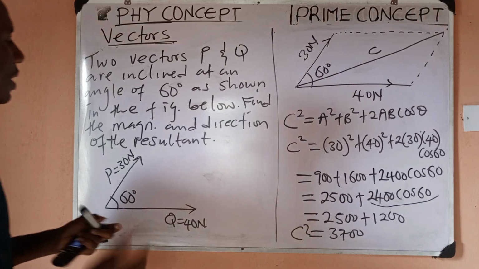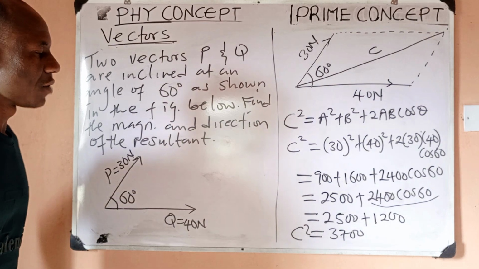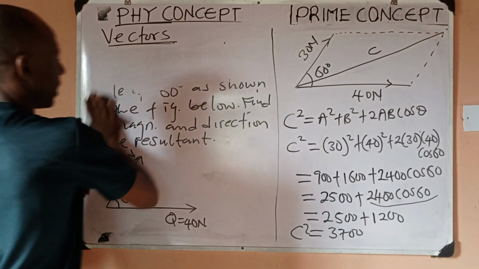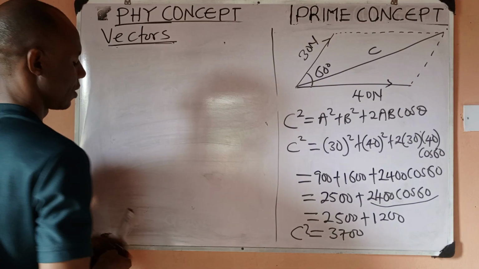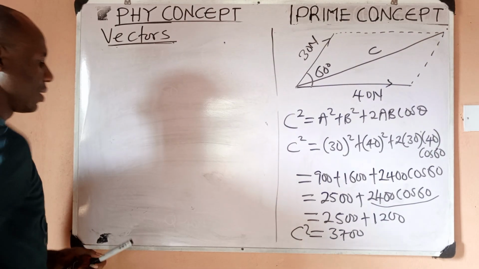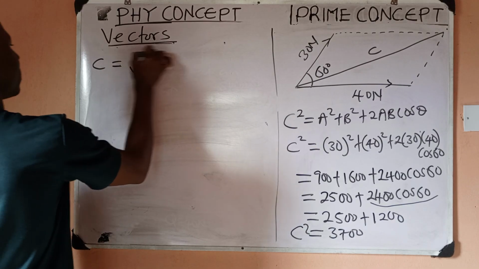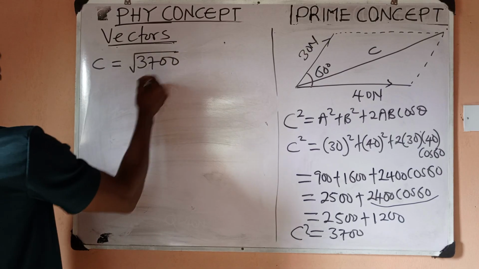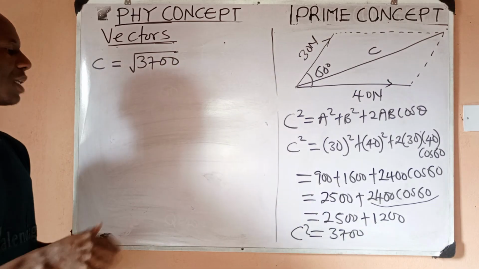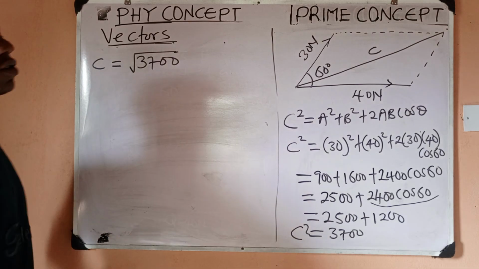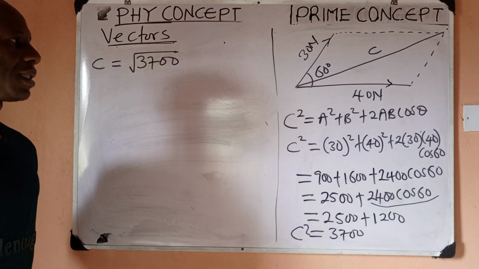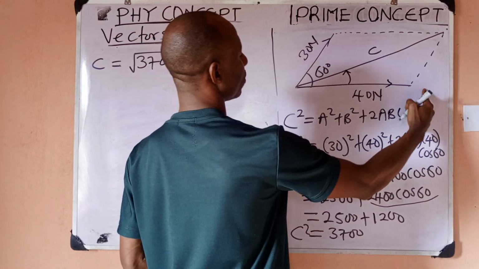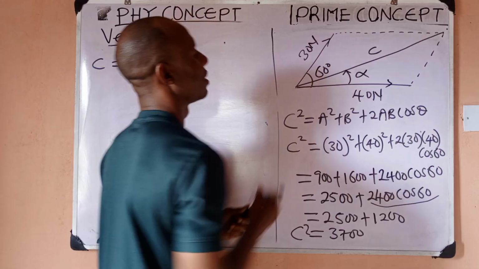But what we're looking for is C. So to find our C, we'll simply solve by removing the square from C. C would become the square root of 3700. So when we evaluate this square root, we'll then get our answer. So that is how we can solve for C. This is the magnitude of the vector. And you want to get the direction. The direction is actually this angle measured from the horizontal to where the resultant is. So this is the direction.